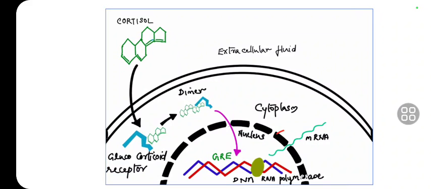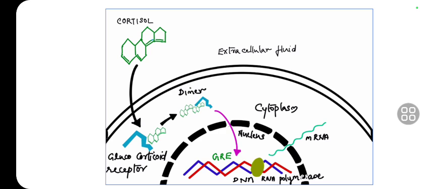So this is the nuclear membrane, and this is the nucleus. This dimer along with the hormone enters the nucleoplasm where the DNA is placed. There are other elements called the glucocorticoid response element, denoted by GRE. GRE is a particular portion of the gene that regulates the synthesis of PEPCK.